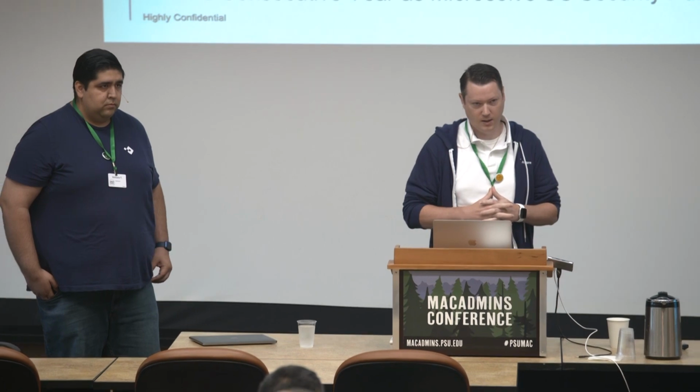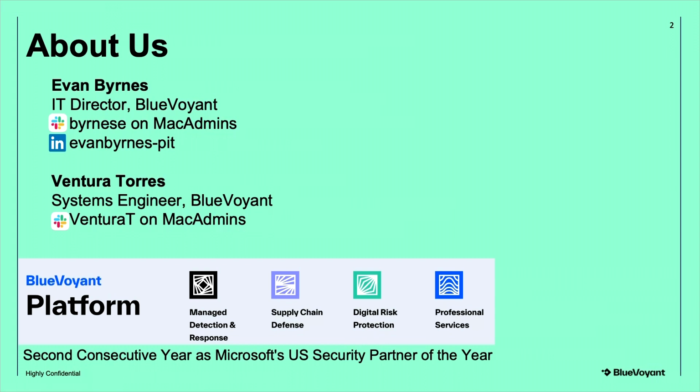Blue Voyant is a cybersecurity company based out of New York. If you may not be familiar with us, we are very hopeful that you will be shortly. For the second consecutive year, we were just named Microsoft's U.S. Security Partner of the Year. I'm very proud of that. A lot of the work that Ventura and I have done with our team, I think, has contributed to that. Because as we all know, if our endpoints don't work, then our workers don't work. So those are the sorts of things that make me very happy as a director.